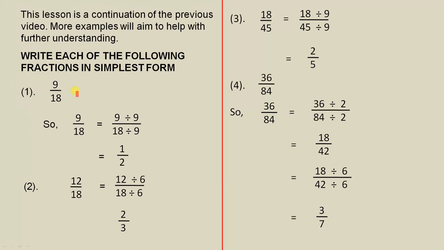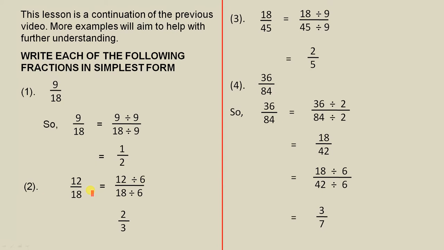So our first example is 9 over 18. We can easily see that 9 and 18 are easily divisible by 9. 9 divided by 9 is 1, 18 divided by 9 is 2, so the simplest fraction is a half.